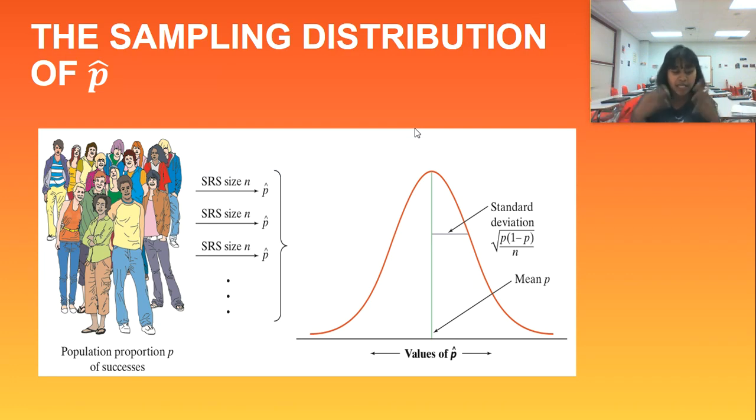I'll say the mean of the sampling distribution of p hat is the true value of the population proportion p. The standard deviation of p hat will get smaller as the sample size n increases. So just kind of a wrap up of what we just talked about.